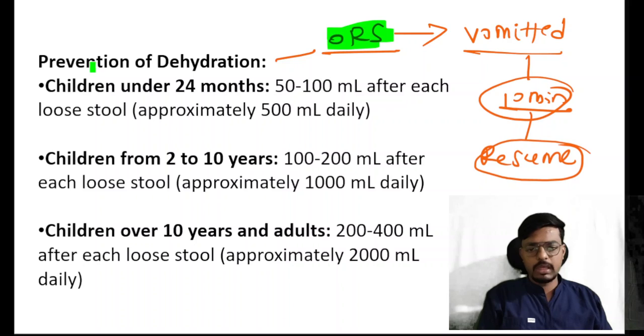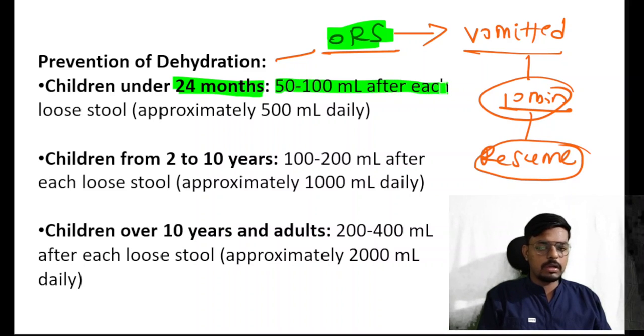Okay, so here is the dose for the prevention of the dehydration. For children less than 2 years or 24 months, the dose will be 50 to 100 ml after each loose stool. Students, after each loose stool we have to give 50 to 100 ml of the ORS. Then what is the next one?